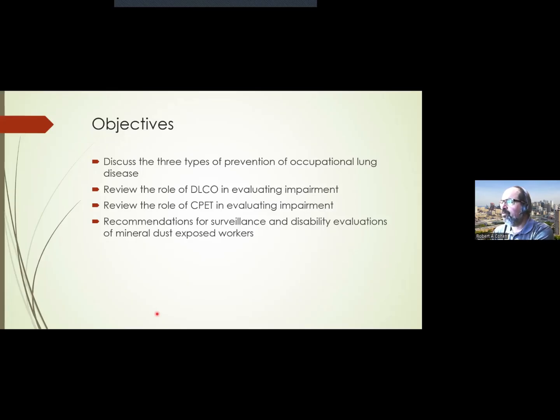So we'll talk a little bit about the DLCO, the diffusion capacity for the lung, at first, just to review how it works. And then we'll talk about how that's used in evaluating impairment. And then we'll look at the role of cardiopulmonary exercise testing in evaluating impairment and how the DLCO predicts people's exercise capacity and their exercise gas exchange problems. And then maybe a few recommendations for the surveillance of workers who are healthy, and then also for disability evaluations for mineral dust exposed workers.